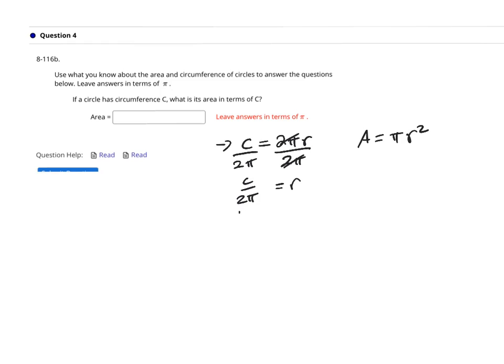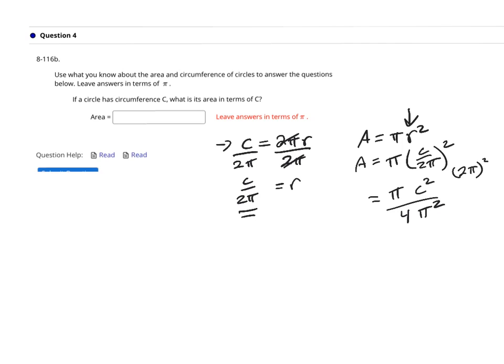Now I'm going to substitute c over 2 pi in place of my radius there. So area equals pi times c over 2 pi squared. Now, to simplify this, you have to take the c over 2 pi squared and square both the top, which will give you c squared, and the bottom. Well, 2 pi squared, I square the 2 and that gives me 4. I square the pi and that gives me pi squared.